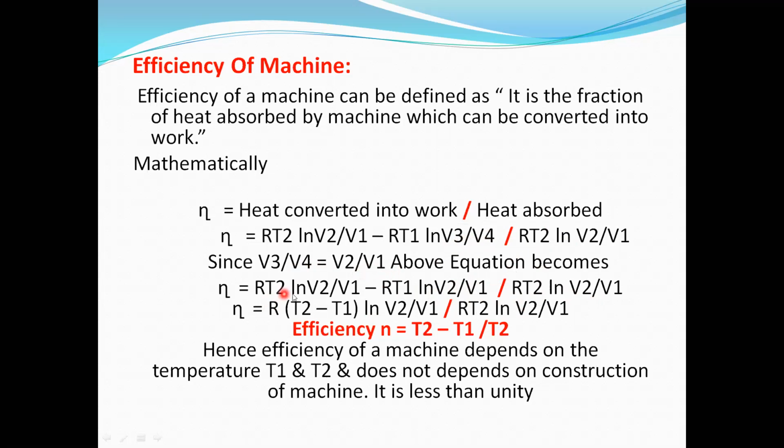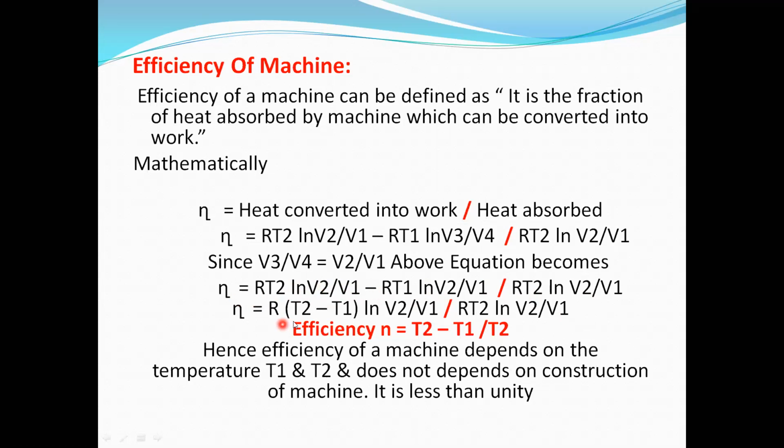So we have put here in the equation V3 upon V4 as V2 upon V1. Now solve this. Common terms, cancel them. Now see this equation: efficiency eta is equal to RT2 ln V2 by V1 minus RT1 ln V2 by V1, divided by RT2 ln V2 by V1.